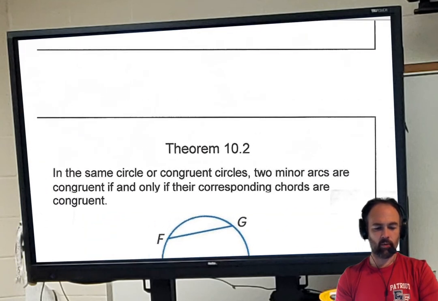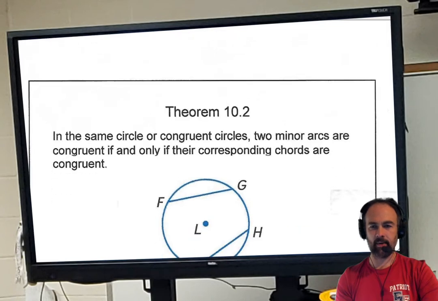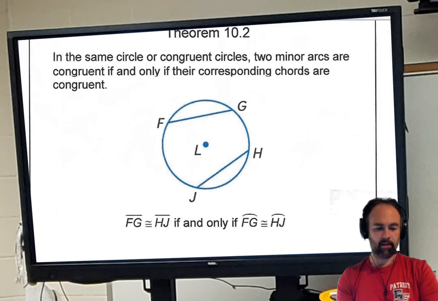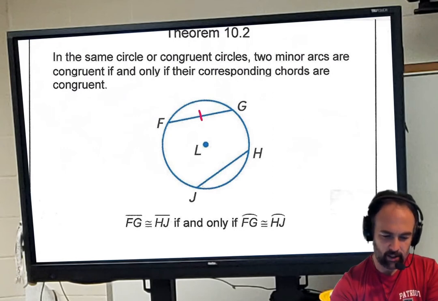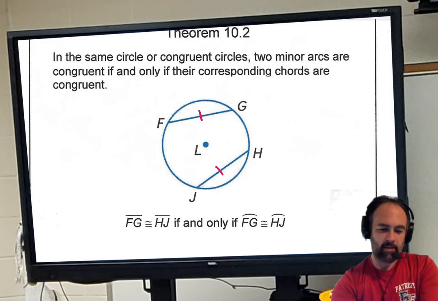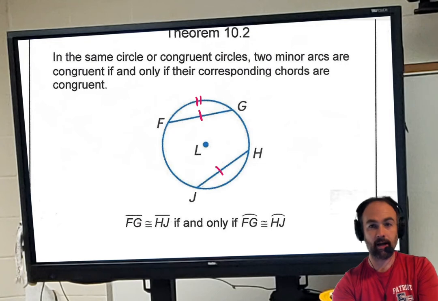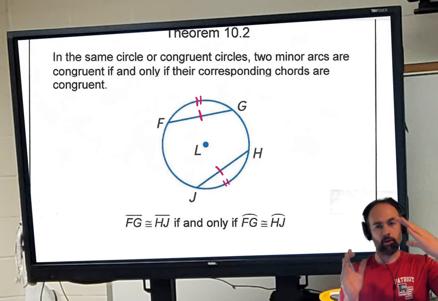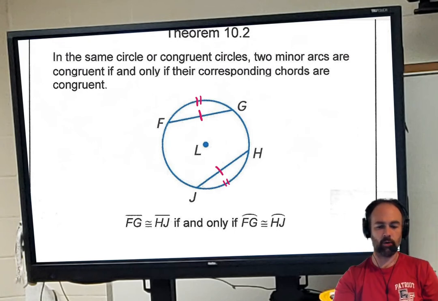Now, remember, a chord is any time that a segment cuts across a circle and intersects the circle 2 times. A diameter is a special case of a chord. So anytime that two chords are congruent, so if FG is congruent to JH, then the corresponding arcs are also congruent. So arc FG is congruent to arc JH. And it works the other direction as well. If the arcs are congruent, then their corresponding chords are congruent as well.